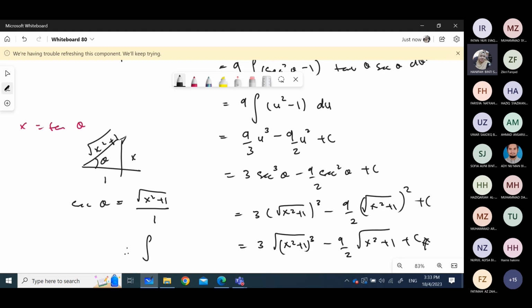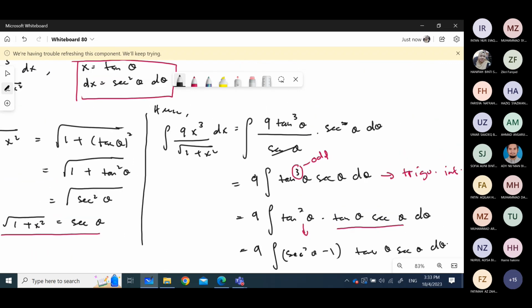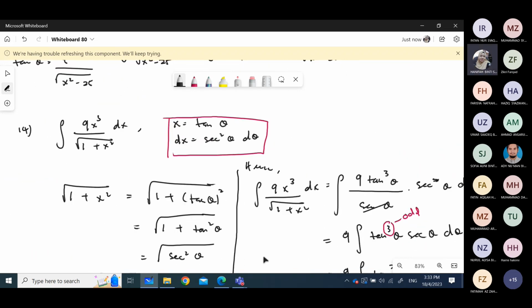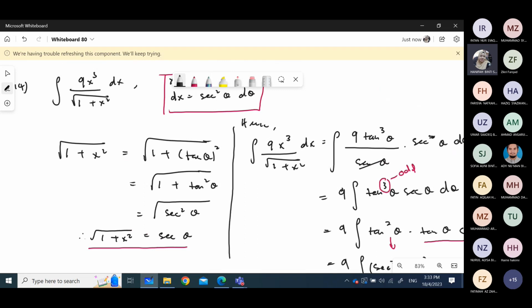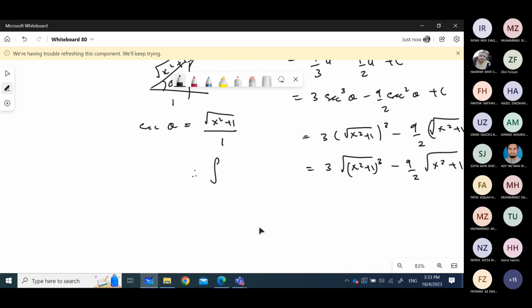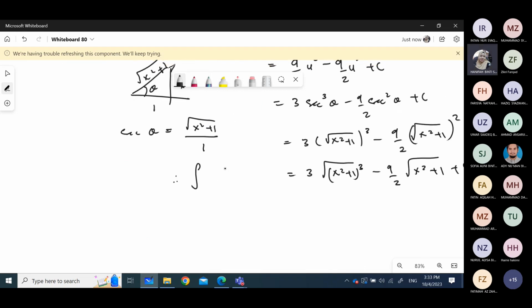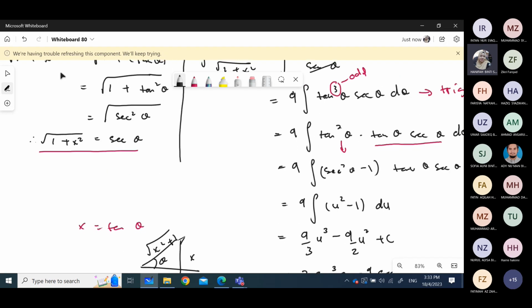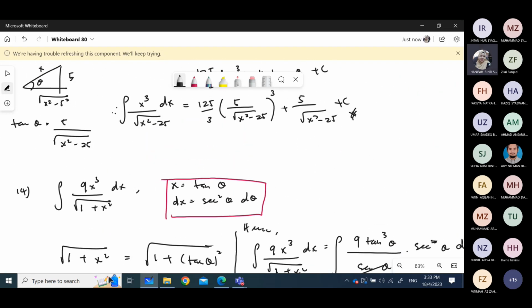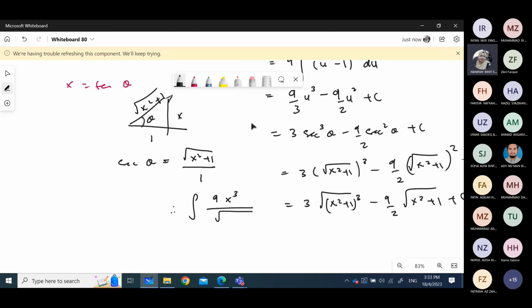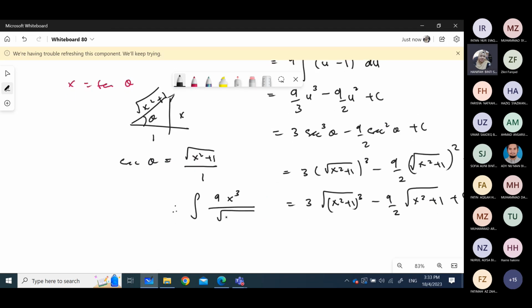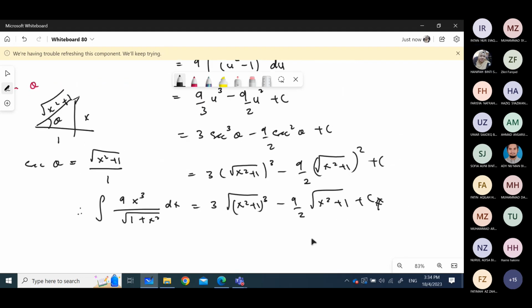Therefore, the integral of 9x cubed, 9x to the power of 3 over square root 1 plus x squared, ke sama je sebenarnya, 1 plus x squared dx is equivalent with this answer.